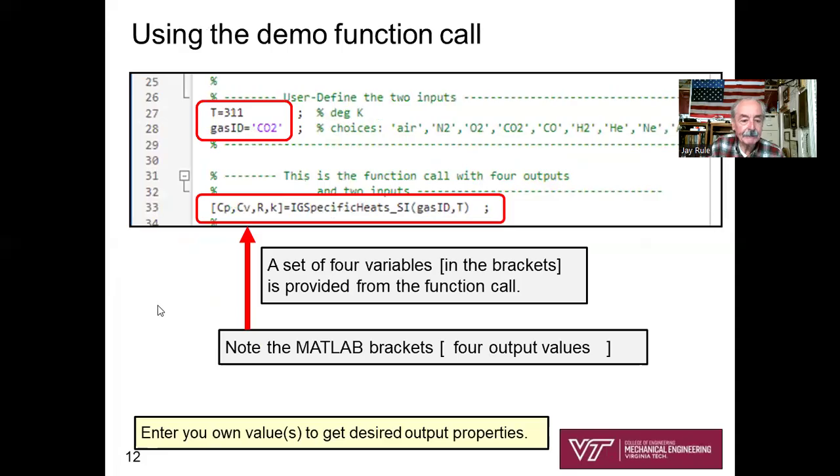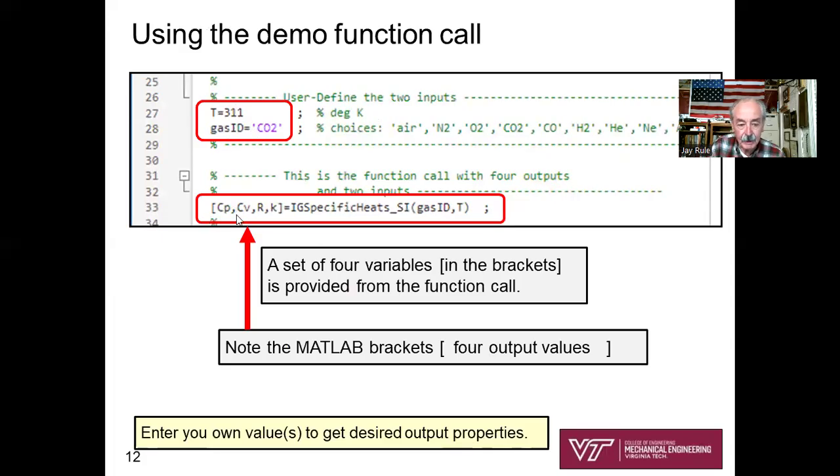All right, and so here is a demo. I'm putting in T is 311 degrees K. The gas ID is CO2. So you see I'm putting in little single tick marks around the text, CO2. Here's my function call. So that's what I enter as the user.